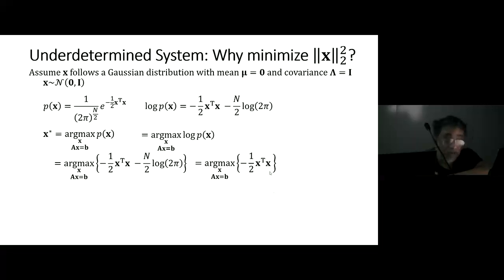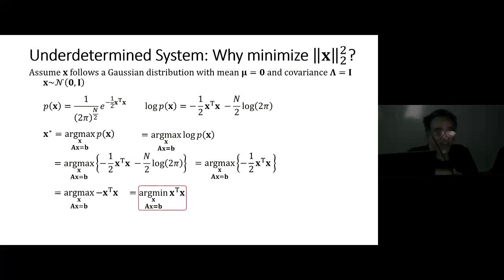So this is what I want to argmax: find an x that maximizes negative half x transpose x subject to Ax equals b, which is equal to argmax under the same constraint of negative x transpose x. I simply drop the half. Argmax is finding the x. It doesn't change the x, it just scales the value of the function, right? And I get rid of the negative by making it an argmin: argmin x transpose x.